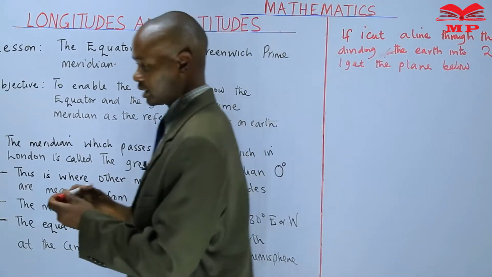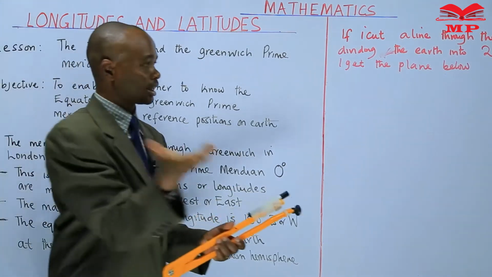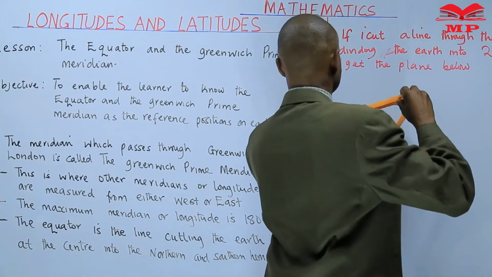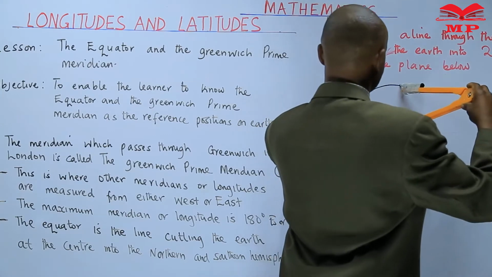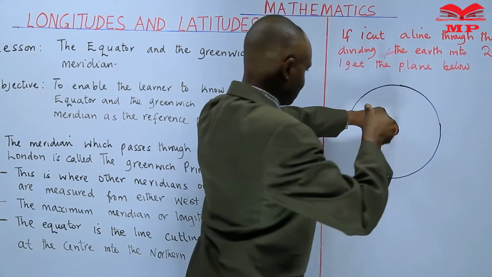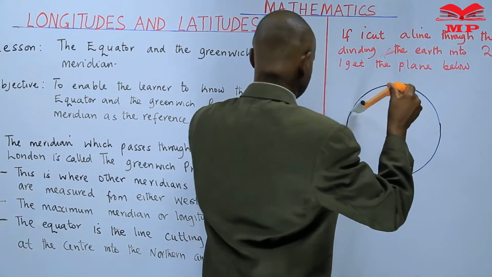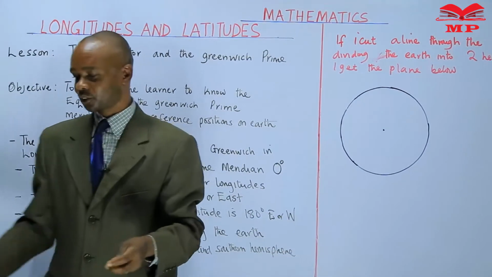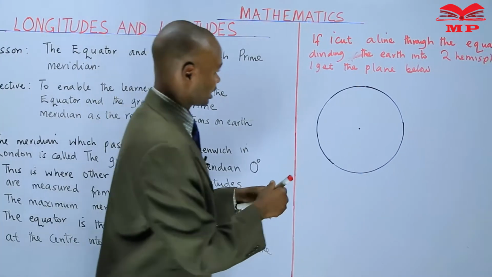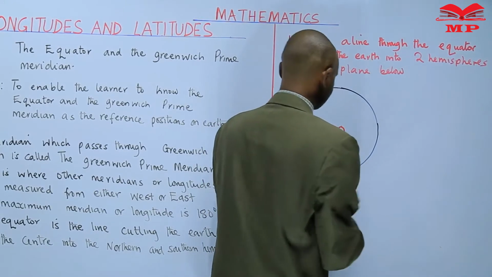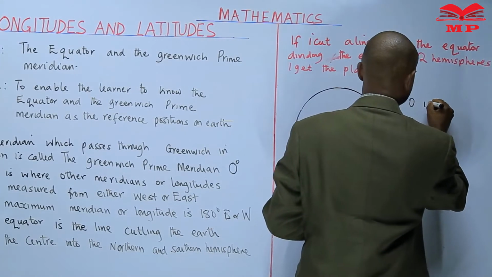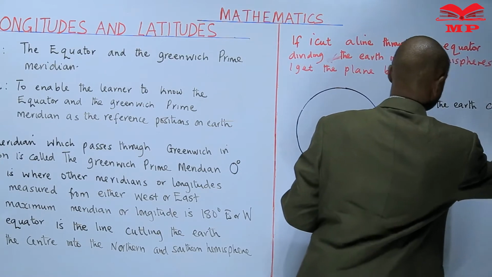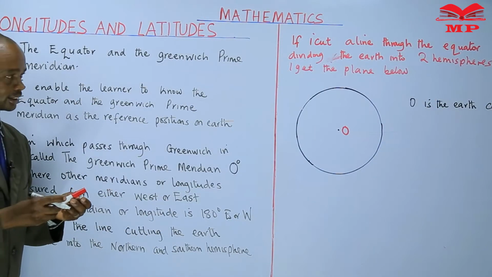It is from that plane that you'll understand what I'm talking about. So I've cut through that sphere. If I cut through, this is what I get. That line is actually the equator I've cut through. So that's the center of the earth. It's like an orange I've cut into two. So there is O. O is the earth's center. So I'll draw lines.